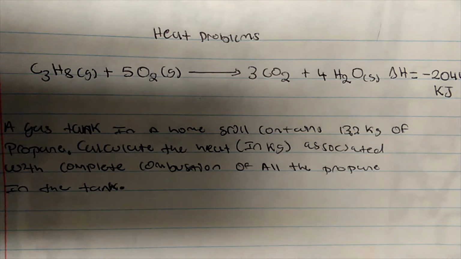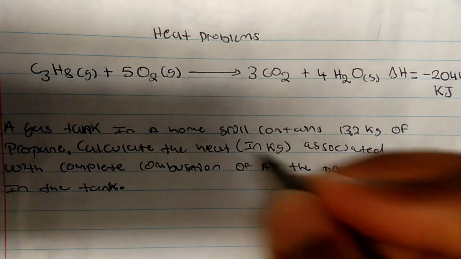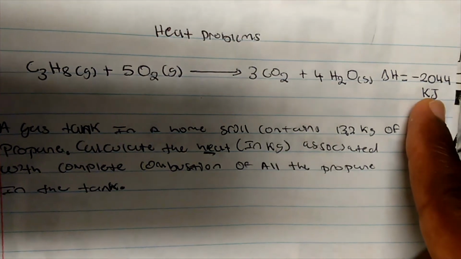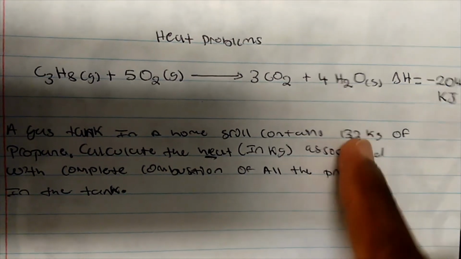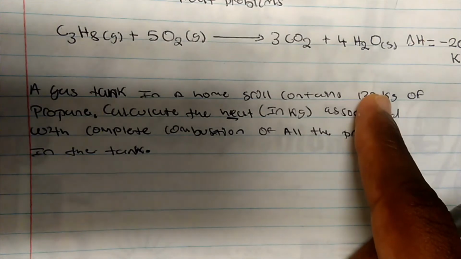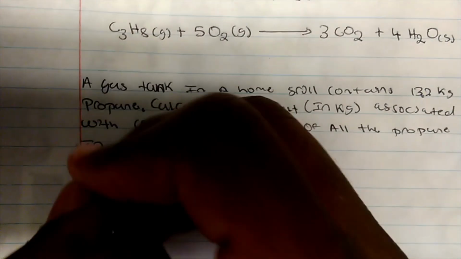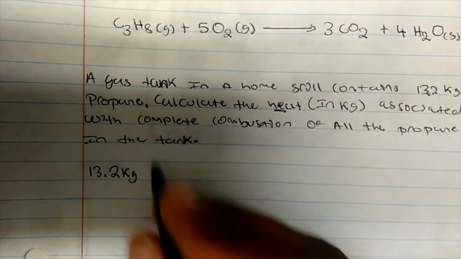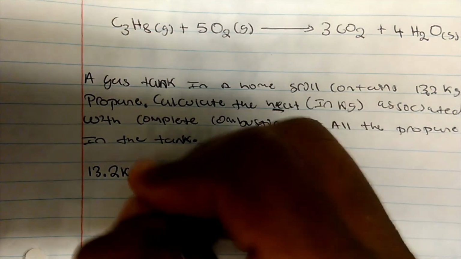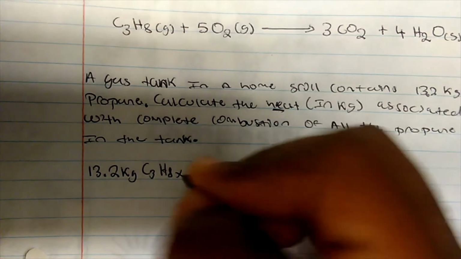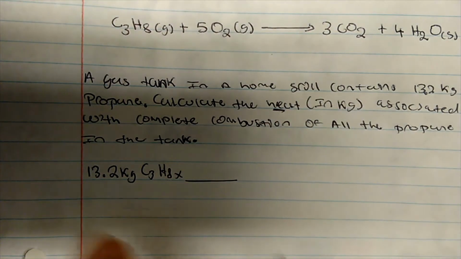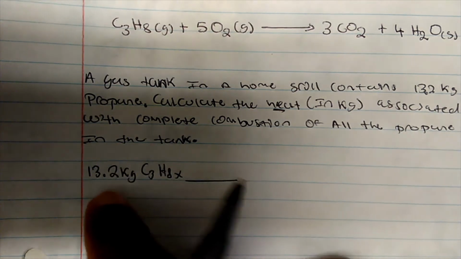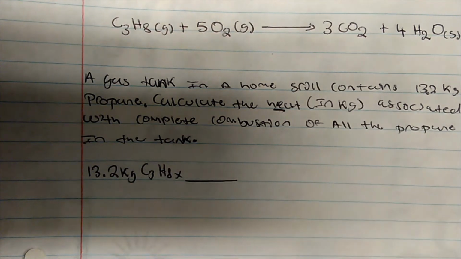Okay. So it says calculate the heat. So immediately I'm thinking of heat. I know my final answer has to be in kilojoules. Now I'm going to start with what's given. So it contains 13.2 kilograms of propane. Well, propane is C3H8. But notice that the amount of propane I have is in kilograms.